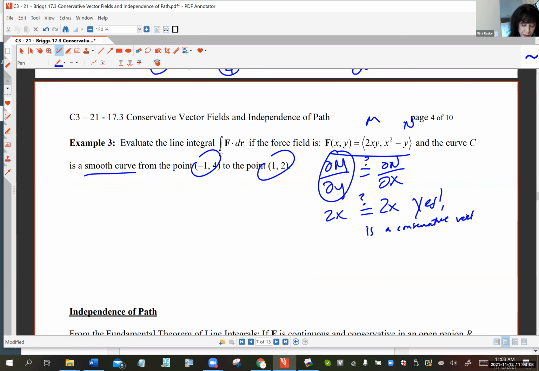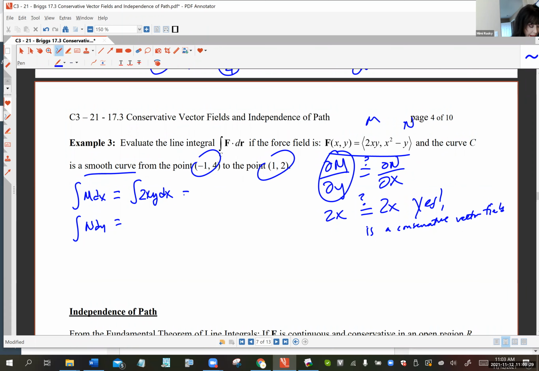Like, okay, cool. What does that mean? Go get mama. That means there is a mama, a potential function. Let's go get it. Okay, M dx and N dy. All right, here we go. I need to integrate the first component, 2xy, with respect to x.